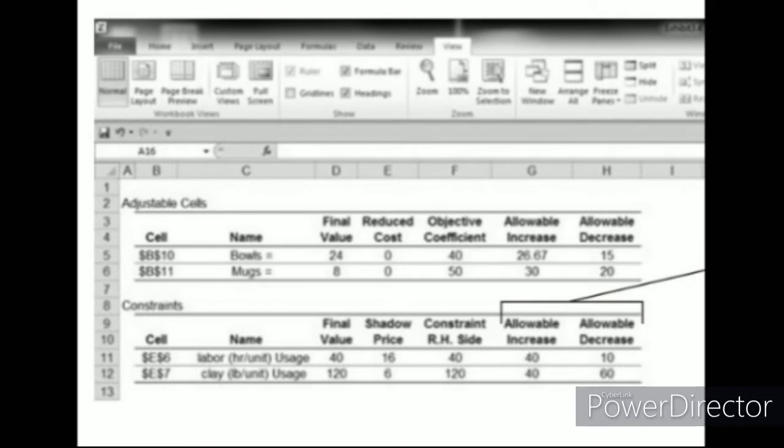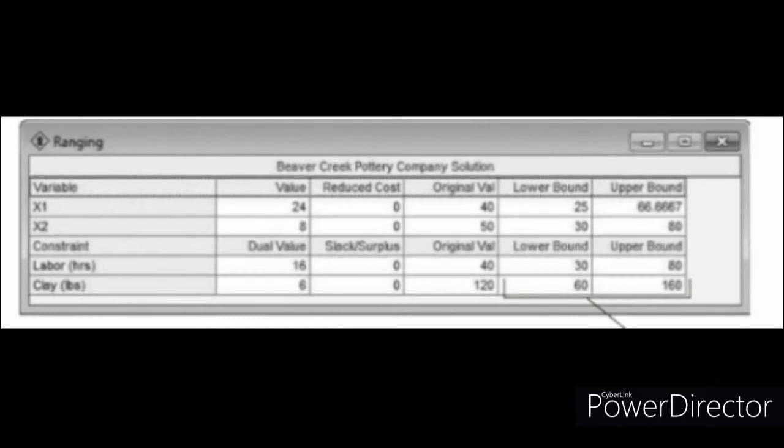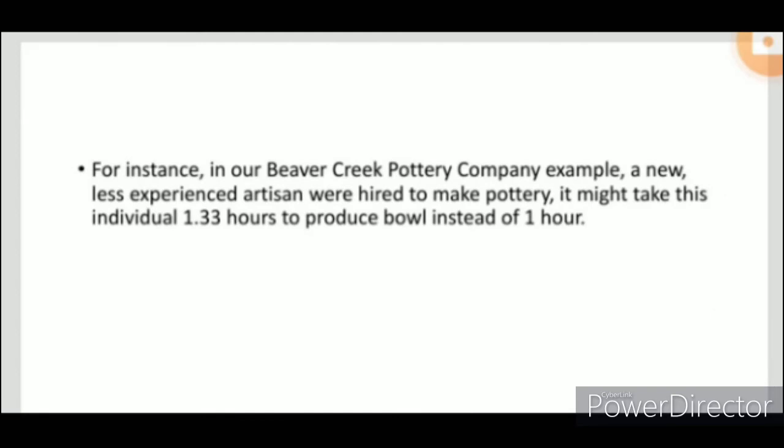In this report, we show the sensitivity ranges for the constraint quantity value, which are expressed in the form of allowable increase and decrease. While this report shows the sensitivity ranges for the constraint quantity value with QM for Windows, showing the Beaver Creek Pottery Company solution. To better understand that, we have here a known example, Beaver Creek Pottery Company.